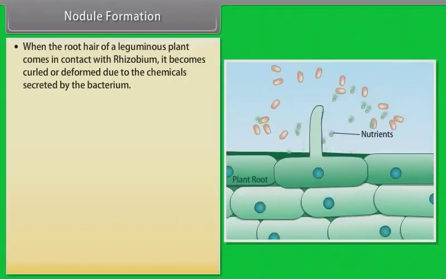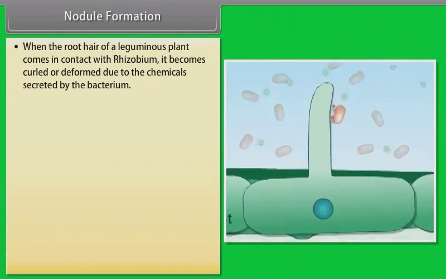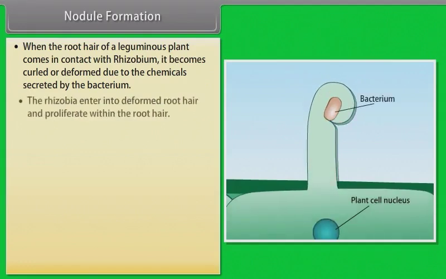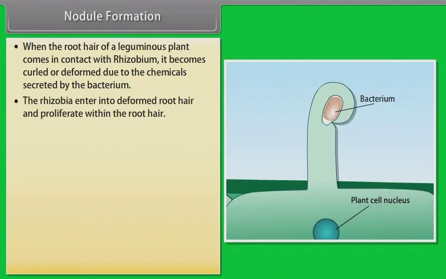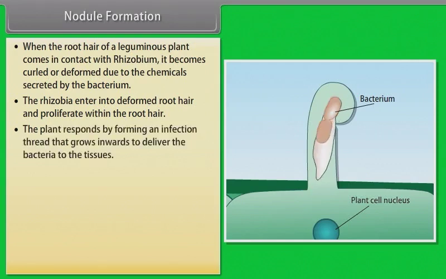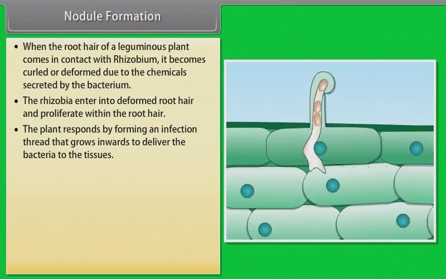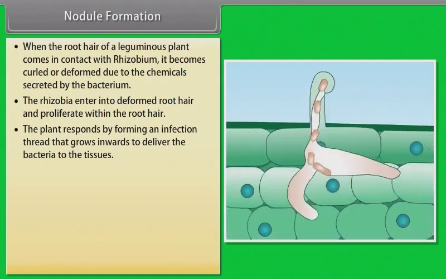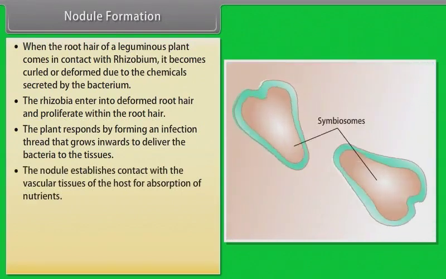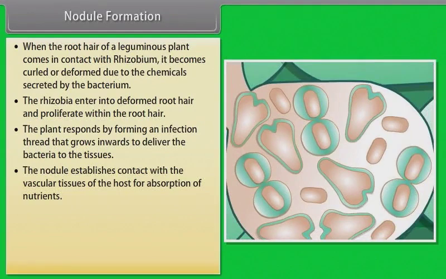Nodule formation. When the root hair of a leguminous plant comes in contact with Rhizobium, it becomes curled or deformed due to the chemicals secreted by the bacterium. The rhizobia enter the deformed root hair and proliferate within it. The plant responds by forming an infection thread that grows inwards to deliver the bacteria to the tissues. The nodule establishes contact with the vascular tissues of the host for absorption of nutrients.